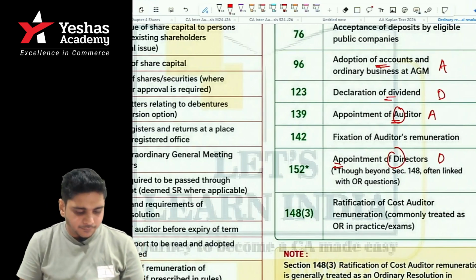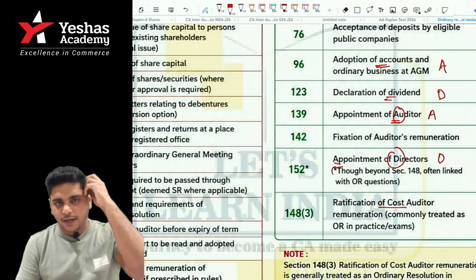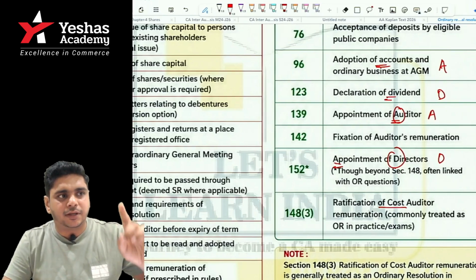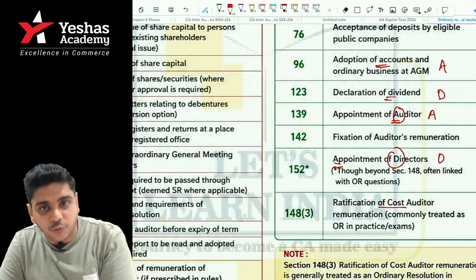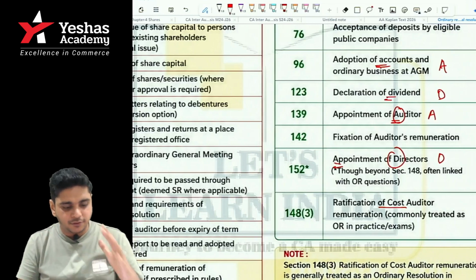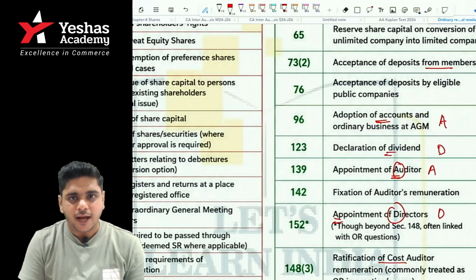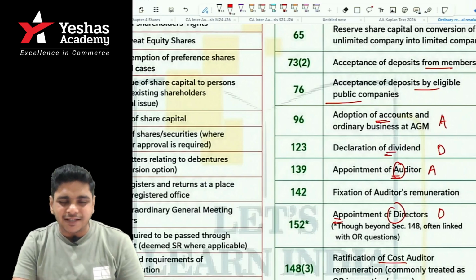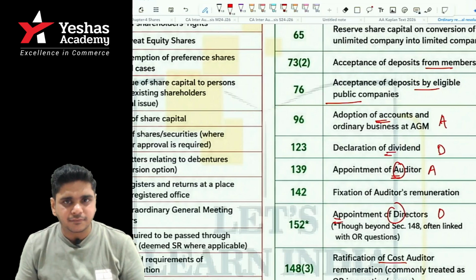Then ratification of cost auditor's remuneration, commonly it is OR in practice or exams. When the audit committee is there, the audit committee recommends, the board appoints, and the members ratify, means approve it via OR. Ratification of the appointment, remuneration of the cost auditor. Then acceptance of deposit from members and acceptance of deposit by eligible public: what we require is OR up to a limit. Generally we have to pass SR, but if it is up to 181C, you require OR, correct?